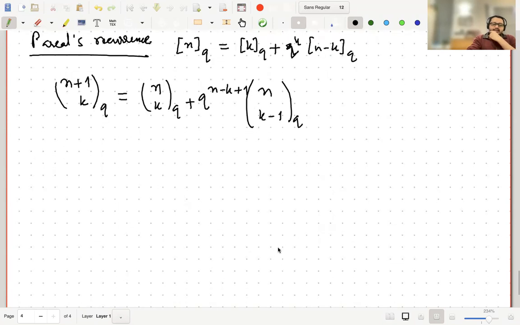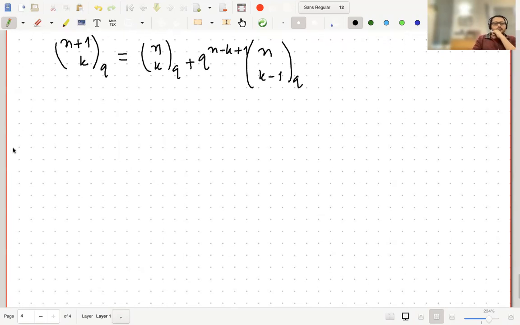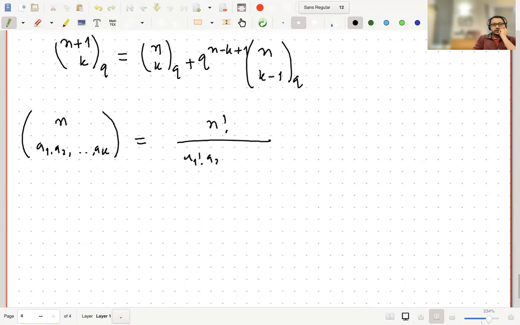The next step of doing this whole generalization of q analogs would be the q multinomial coefficient. In general, the multinomial coefficient is defined as n, say a1, a2 up to ak. This multinomial coefficient is just n factorial divided by a1 factorial, a2 factorial, and so on up to ak factorial. The natural way would be to just add a q everywhere, and then this would be the q analog of the multinomial coefficient.